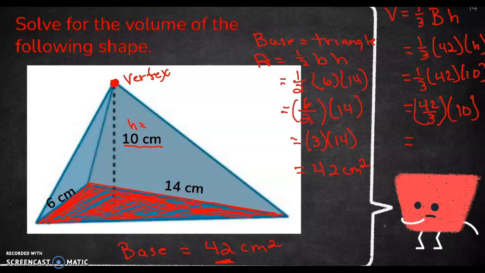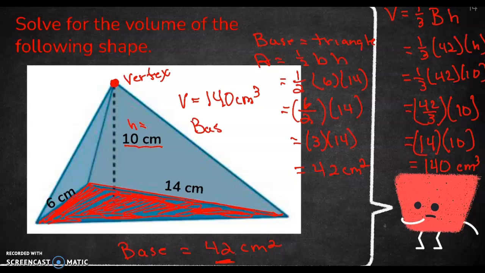42 divided by 3, let's see, 4 divided by 3 is 1. That gives me 14, and 14 times 10 gives me 140. And I'm working with centimeters, so my units are cubed. So my volume for this triangular pyramid is equal to 140 centimeters cubed. The base is equal to 42 centimeters squared.